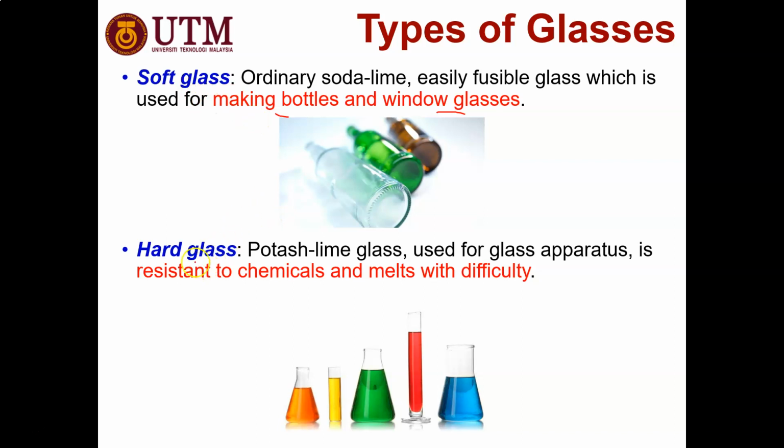There's also hard glass, maknanya yang keras sikit. This is potash lime glass. Okay, so dia ada potassium kat dalam biasanya. It is used for glass apparatus. Sebab kenapa? It is resistant to chemical and sangat susah nak cairkan dia. Kena suhu yang sangat tinggi. Which is why hard glass is used for chemical apparatus, glass apparatus, yang kat dalam lab lah.